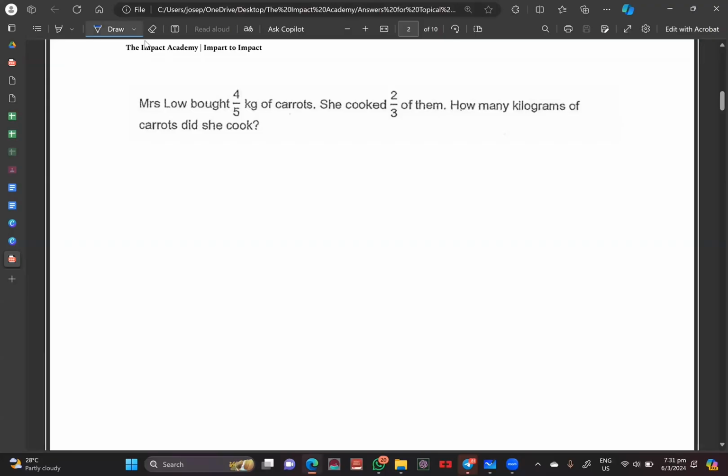Okay, hi everybody. Today we are looking at this question. As you can see over here, it says, Mrs. Low, what did she do? She bought 4/5 kg of carrots. So we will say 4/5 kg is the total amount of carrots bought. Am I making sense? Now, sentence number 2 is this. She cooked 2/3 of them. When I see the word of, students, you all must always put the multiplication sign. The word of means I need to multiply.